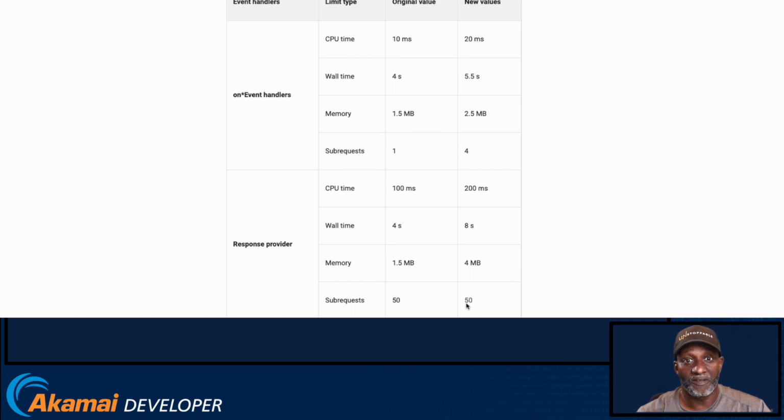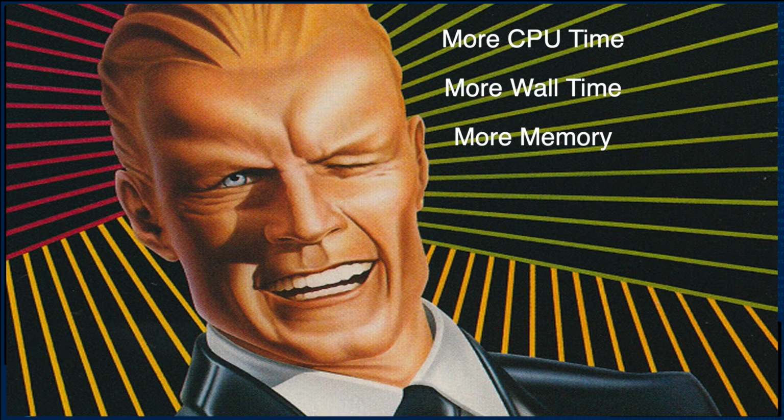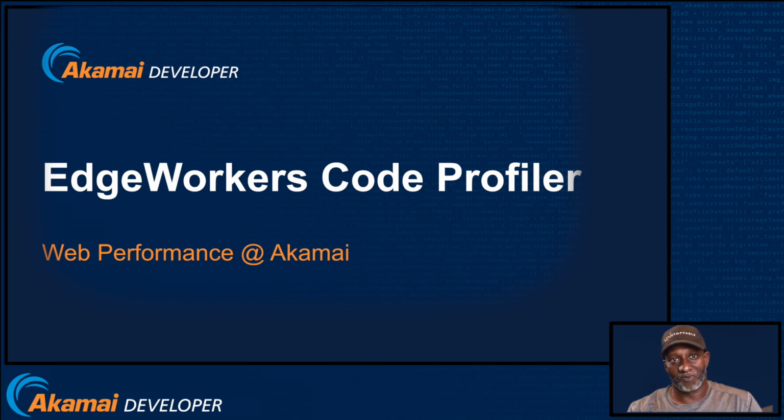Also note that we've implemented something called dynamic bursting. Dynamic bursting provides some additional headroom for these limitations. So if you do happen to go slightly over the reported limits, you won't get an error. We'll be able to handle that with this new dynamic bursting functionality. Well, let's get back to the code profiler.